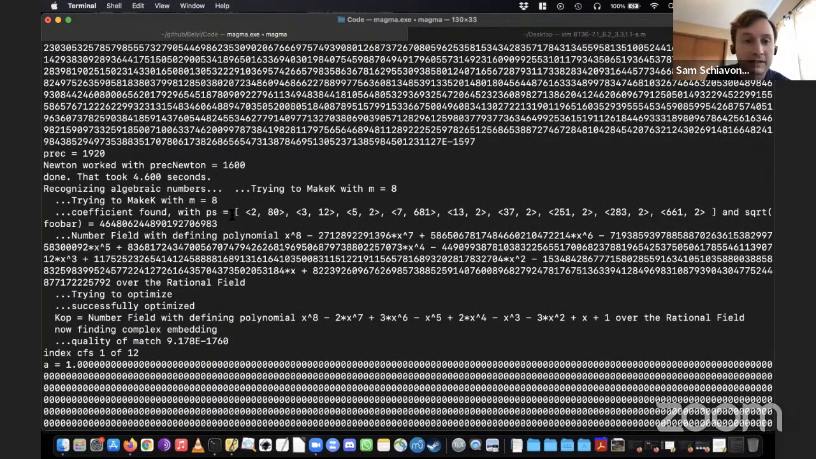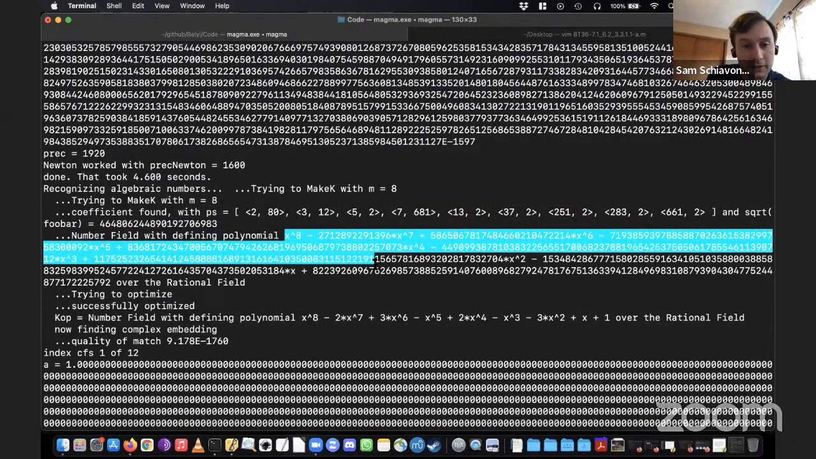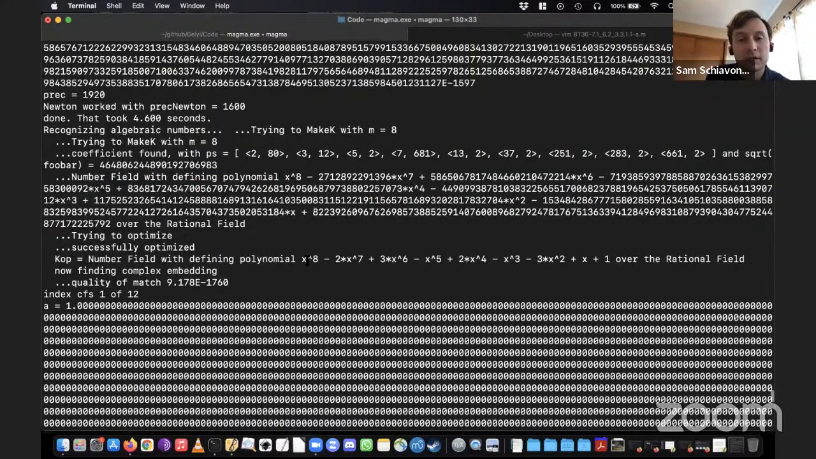So now we try to recognize them with LLL. We recognize one of the coefficients. It turns out that it's defined over a degree 8 number field, and these are the ramified primes. So here's the number field we start with. There's a Pari command called polredabs, which will give you a nicer polynomial defining your number field. So here's the polynomial defining the degree 8 number field.